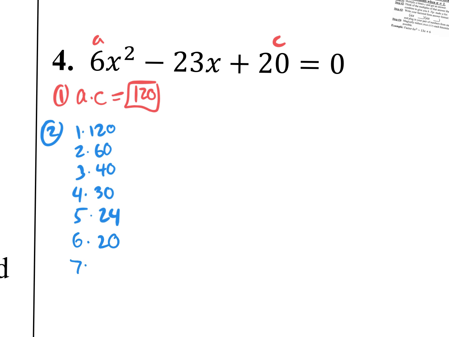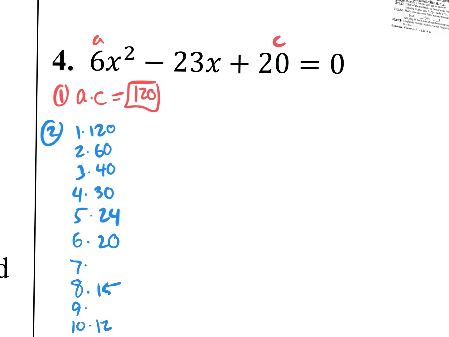7, I don't think it's going to work. 8, that is 15. Okay. 9, it's not going to work. 10 times 12. Dang. All right. So which pair of numbers combines together to give us the middle value, negative 23?